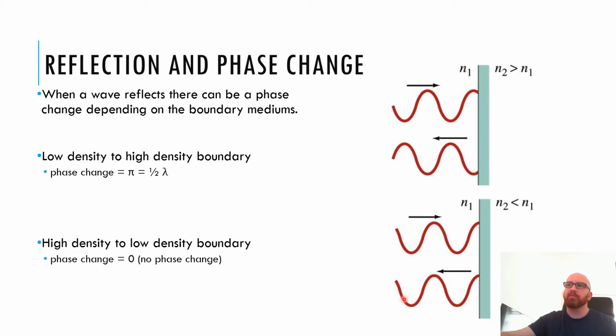This one here, when it goes in, it comes back, there is no phase change and there is no difference in wavelength. So this one here is for low density to high density, and this one here is from high density to low density. So bear that in mind. Low to high, you could have air to glass. High to low, you could have glass to air. If it's going air to glass, it will have a phase change. If it's glass to air, there will be no phase change.